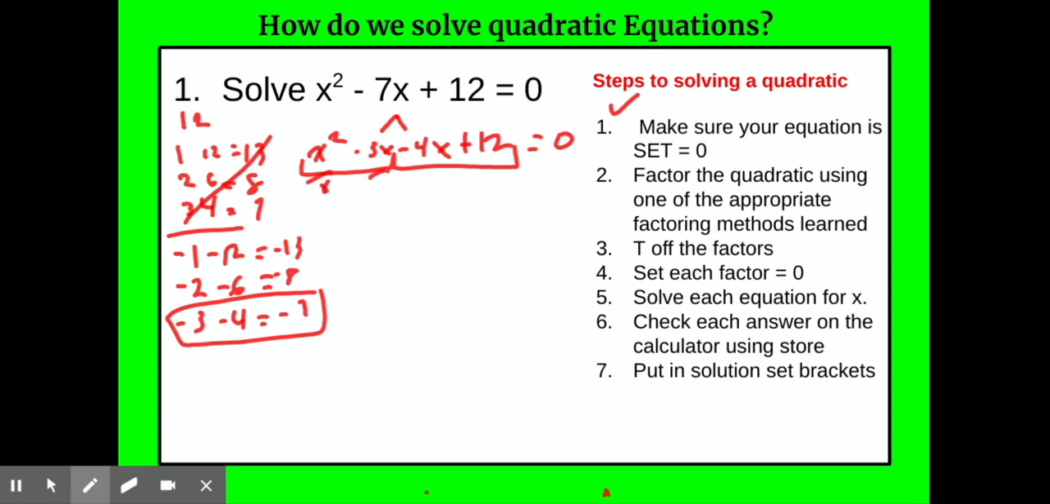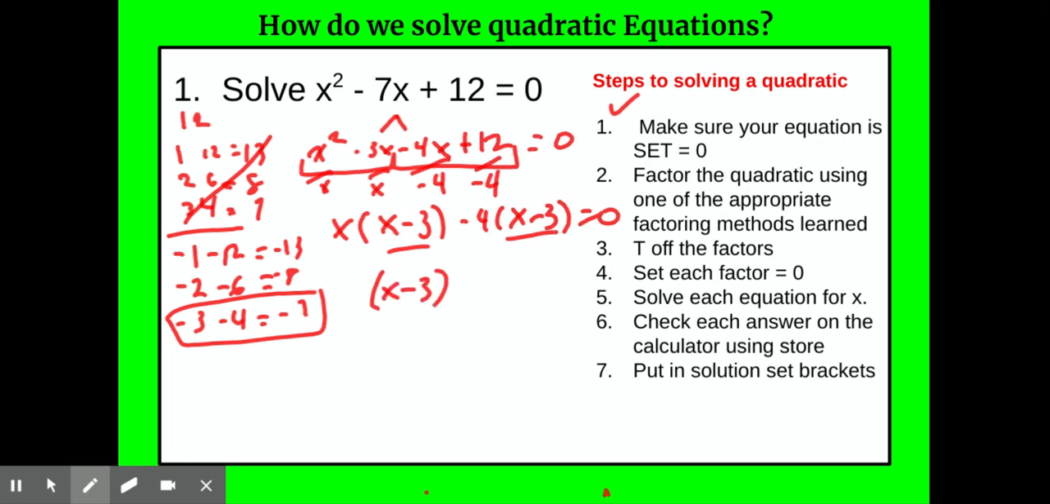Divide out your common factor. For that one it's x, so you're going to get x times x minus 3 here. Common factor here is -4. Divide out -4, and you're left with x minus 3 equals 0. Now you pull that common factor out in front, x minus 3, and then your x minus 4 comes over here, and you have equals 0.